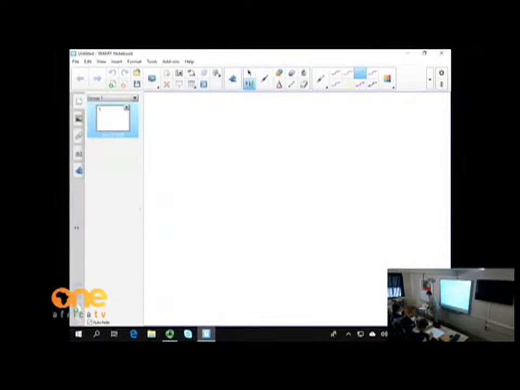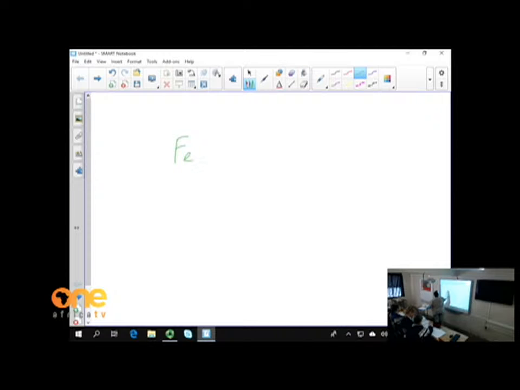First question says, how many protons and neutrons are there in the nuclei of the following isotopes? Iron-56, atomic number 26. Iron is 26, 56. 26 protons. 56 minus 26 is going to equal 30 neutrons.